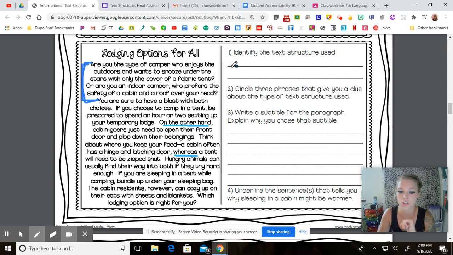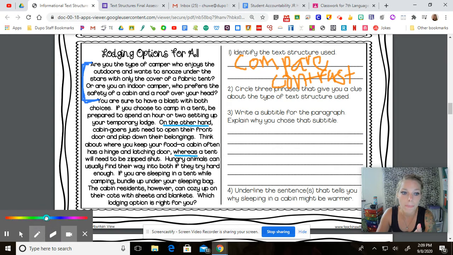Let's see, what kind of text structure do you think that we used here? We talked about camping. We talked about camping in a tent or camping in a cabin. So hopefully you said compare and contrast, because that is the best option. We're comparing and contrasting those two different types. What three phrases help you decide this? So circle those three phrases. I actually underlined it, but I saw on the other hand, I saw whereas, which means there's more than one thing.